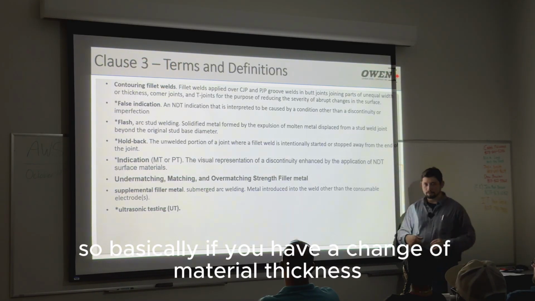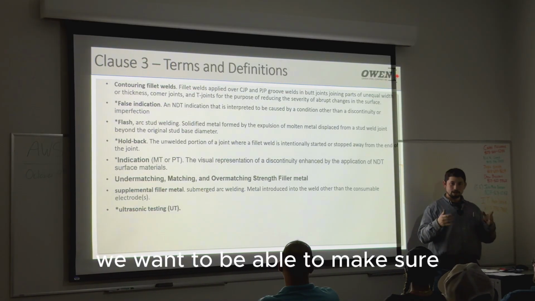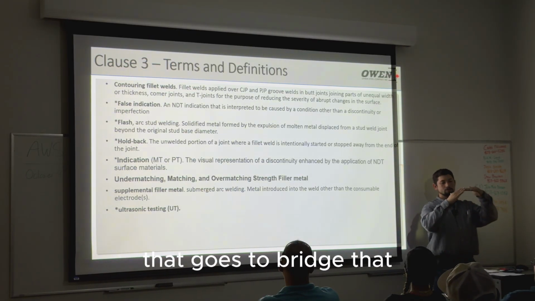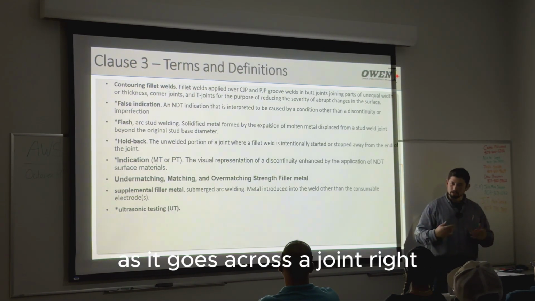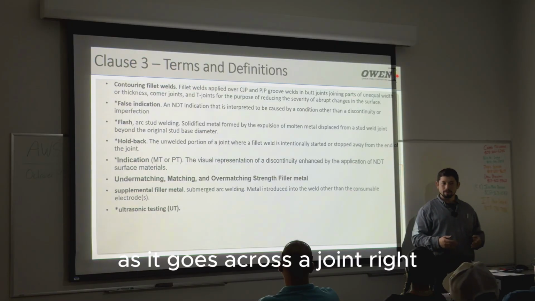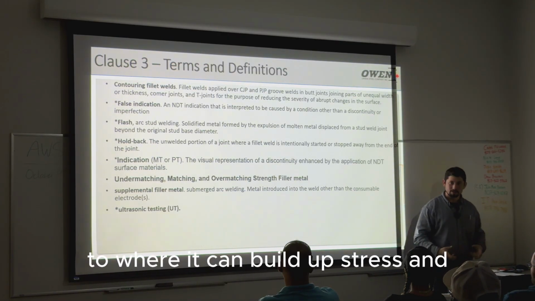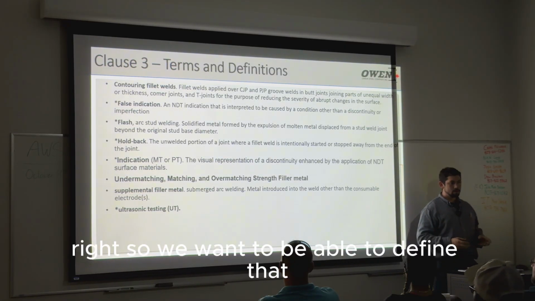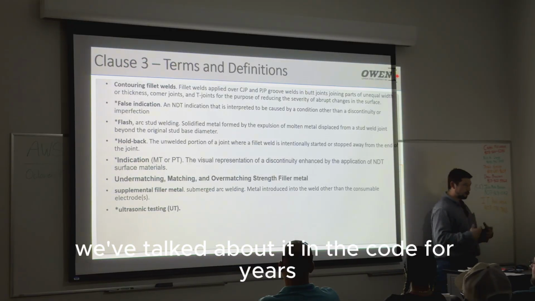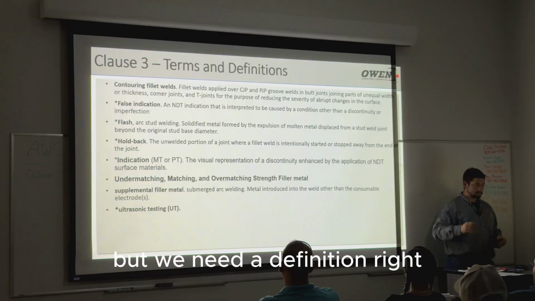So basically, if you have a change of material thickness, we want to be able to define the weld that bridges that, because we want stress to dissipate as it goes across a joint, right? I don't want there to be sharp edges where stress can build up and increase the potential for failure, right? So we want to be able to define that. We've talked about it in the code for years, but we need a definition, right? That's why that's in there.